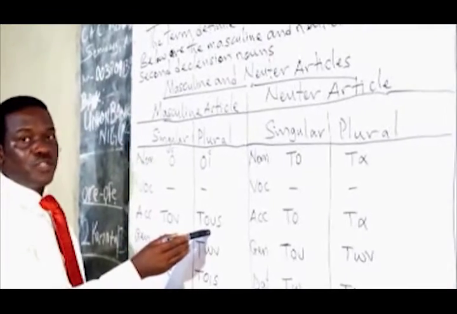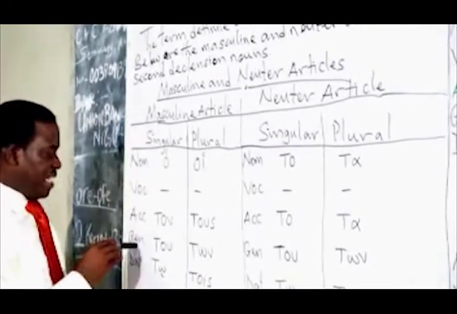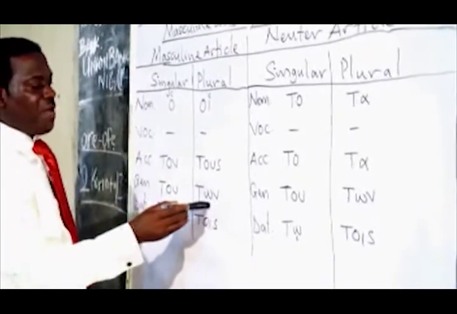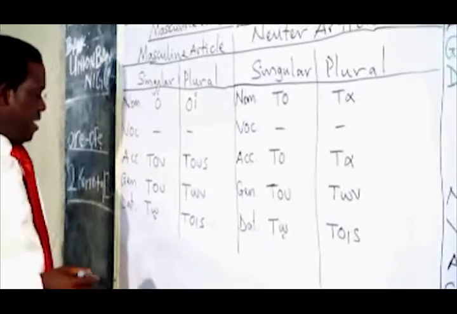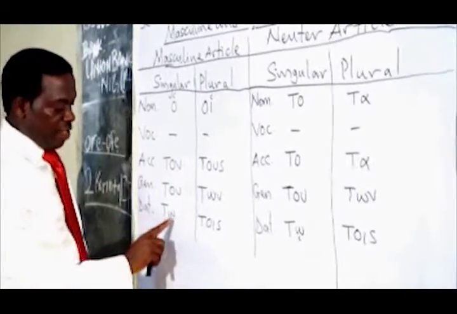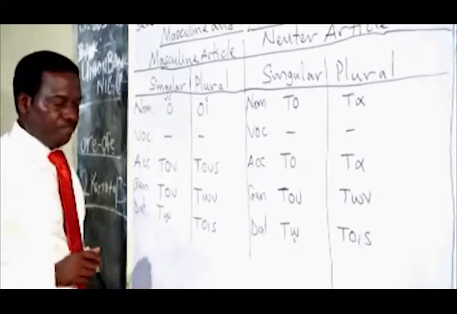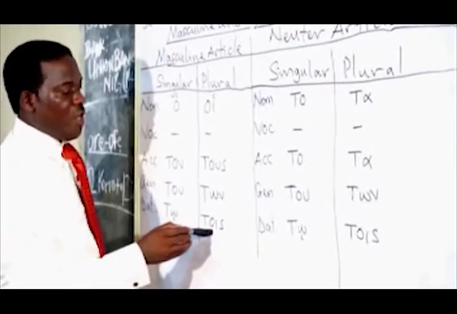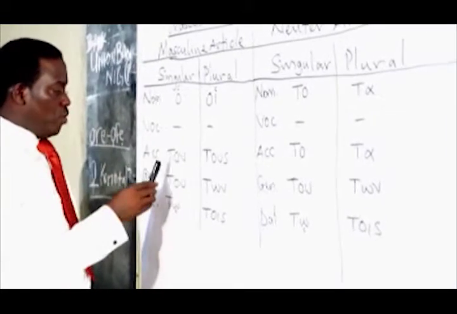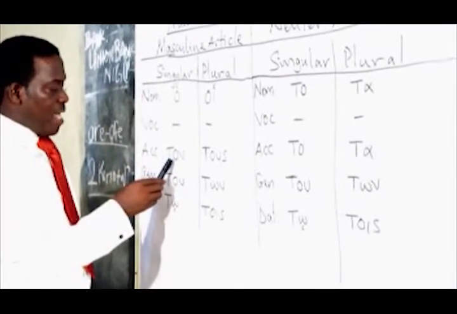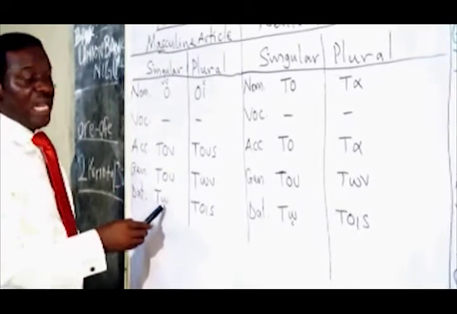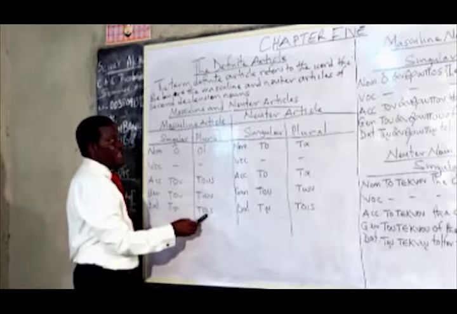And the plural is tous. In the genitive, singular is tou, plural is ton. In the dative, the singular is tō with the iota subscript, while the plural is tois. Now, when you look at the masculine article from accusative down to dative, you see that they share the same ending with the masculine noun endings.